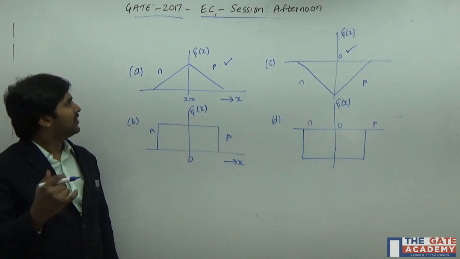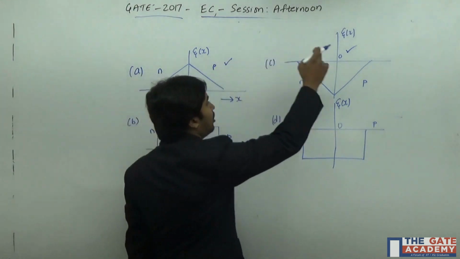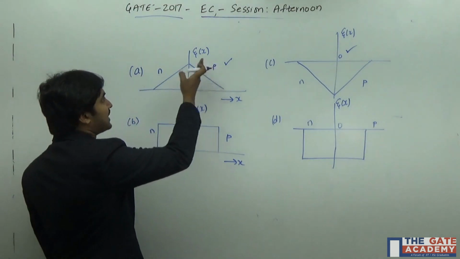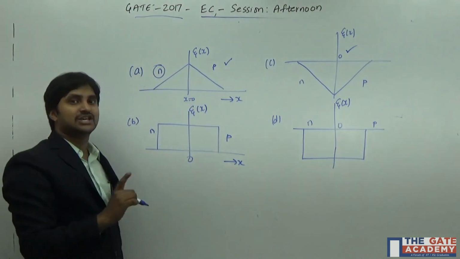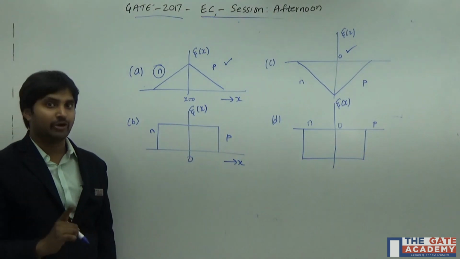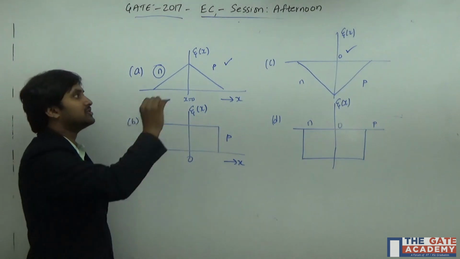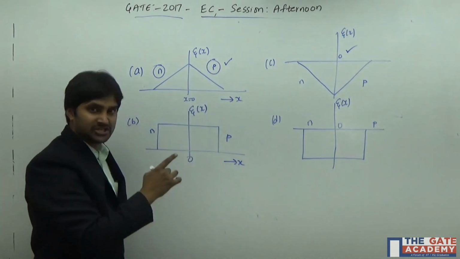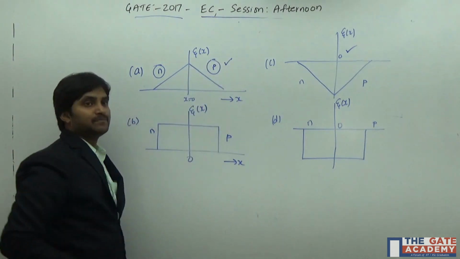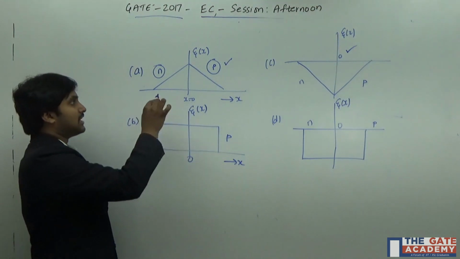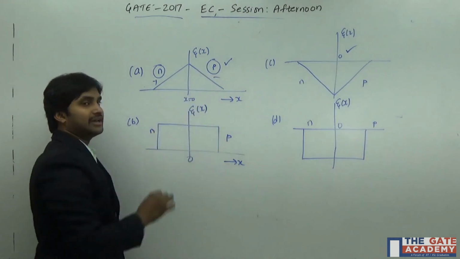Now it can either be this one or this one, but if you know the N side and the P side, on the N side the charge is going to be positive, because we are talking about donor ions. Donor ions are positive ions, and in the case of P, we are going to have the negative ions. So here you have positive ions and here you have negative ions.